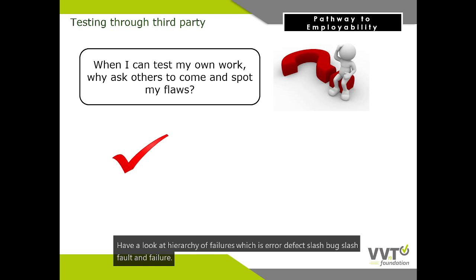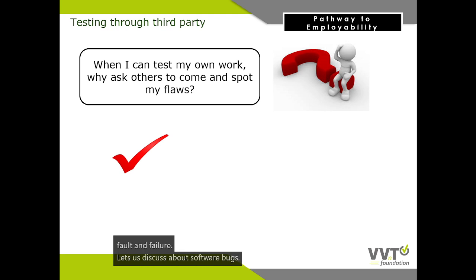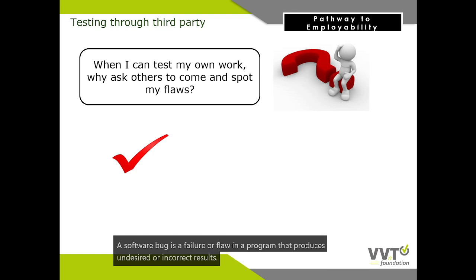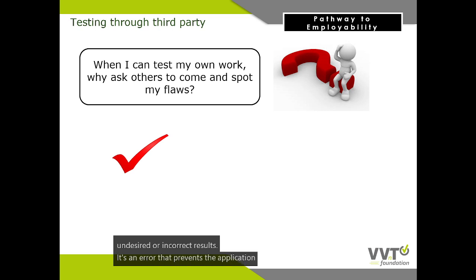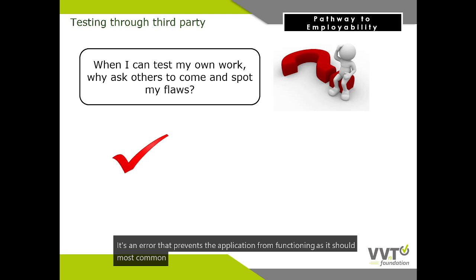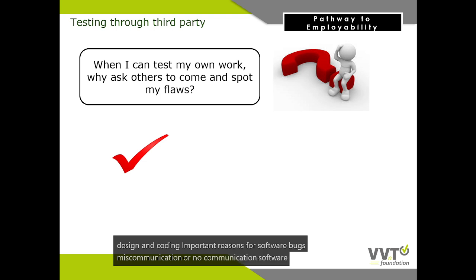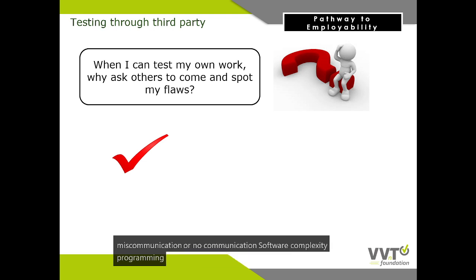Let us discuss software bugs. A software bug is a failure or flaw in a program that produces undesired or incorrect results. It's an error that prevents the application from functioning as it should. Most common reason for software bugs is human mistakes in software design and coding. Important reasons for software bugs: miscommunication or no communication, software complexity, programming errors, changing requirements, time pressures. Poorly documented code. Software development tools. Obsolete automation scripts. Lack of skilled testers.